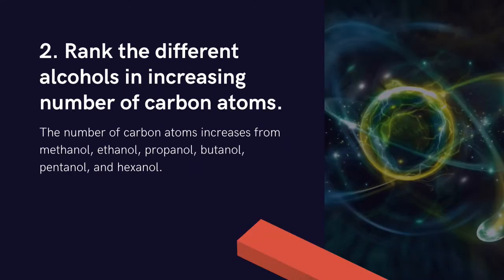Number 2. Rank the different alcohols in increasing number of carbon atoms. The number of carbon atoms increases from methanol, ethanol, propanol, butanol, pentanol, and hexanol. As we have noticed, it is all the same exact order as the previously mentioned orders of the alcohols.